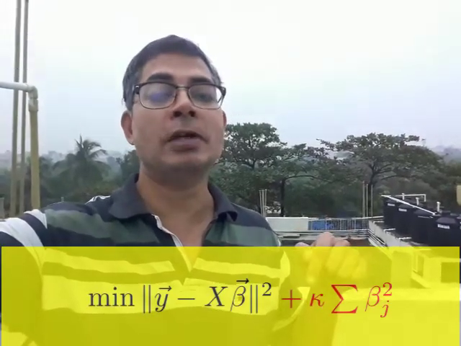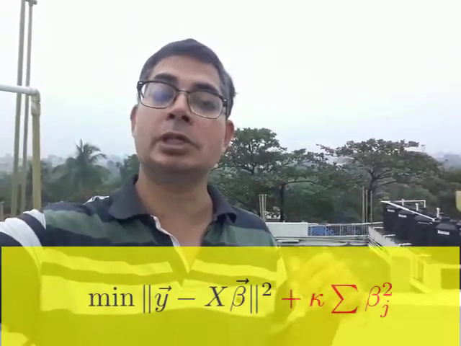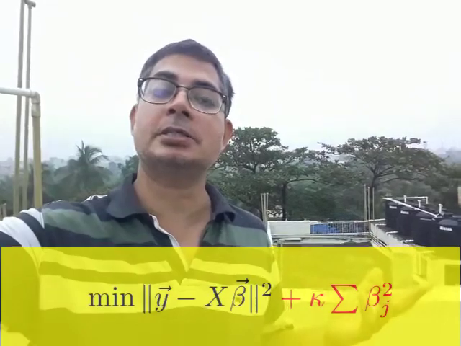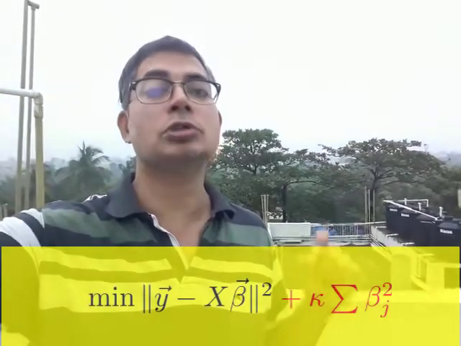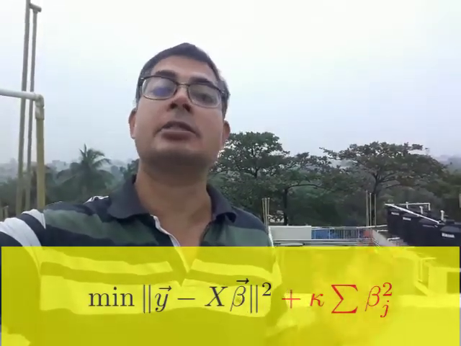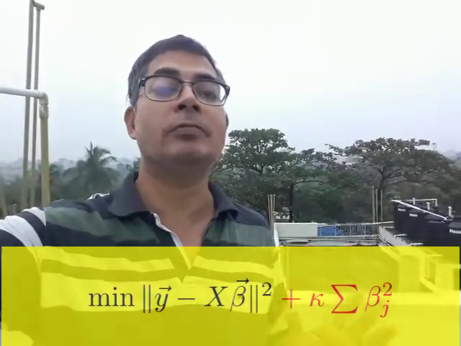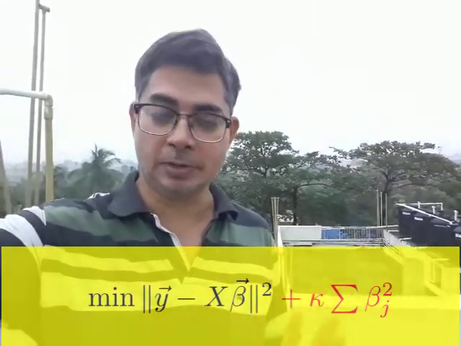So, if you choose a value of kappa, that corresponds to choosing a value of tau square in the Bayesian setup. That corresponds to choosing a value of lambda in the ad hoc setup. All these things are equivalent and the proofs are not very difficult.